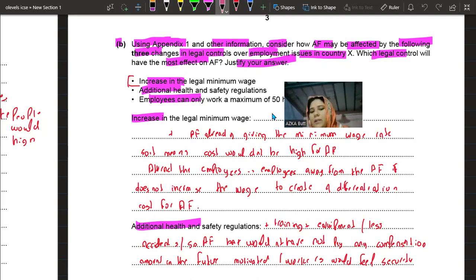So it means that now you are limited to work only 7 hours in a day. So it means that you have to hire more laborers, because the existing labor cannot work more than 7 hours. So this is also like a disadvantage.